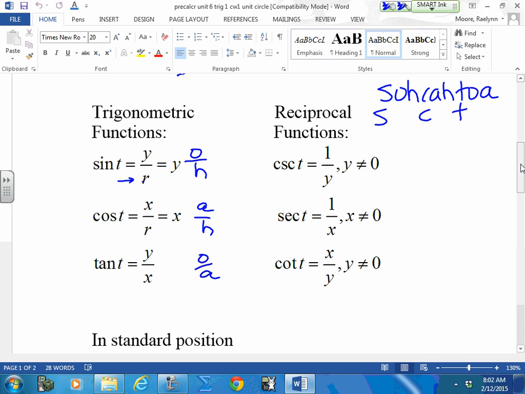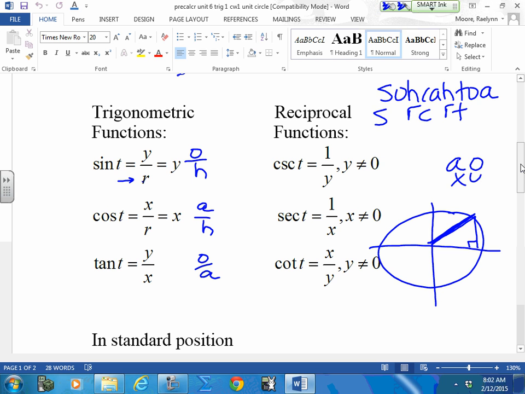Now, on your circle, when we do this, and we drop a triangle, your radius is what part of your right triangle? Hypotenuse. So all the hypotenuse is where your radius is. We have two letters, A and O. Put it alphabetical. A, O, X, Y. All the A's become X's. All the Y's are the O's. So the sine is Y over R. The cosine is X over R. The tangent is Y over X.